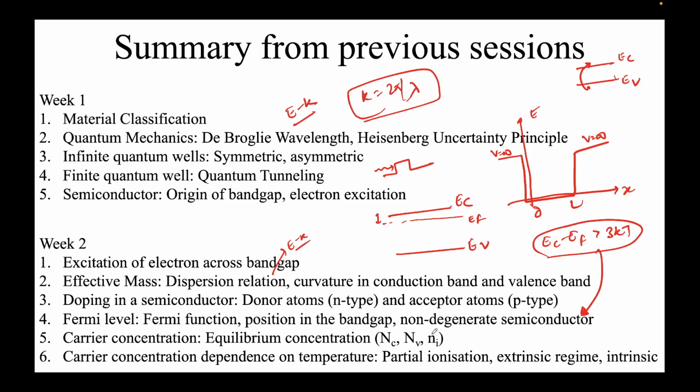Ni is the intrinsic concentration, we also saw that. And finally we saw that if we change the temperature of a doped semiconductor, it goes through 3 regimes. For more details, as I told you, you can go through the previous sessions that we had conducted, or the lecture notes of Professor Nadesh.